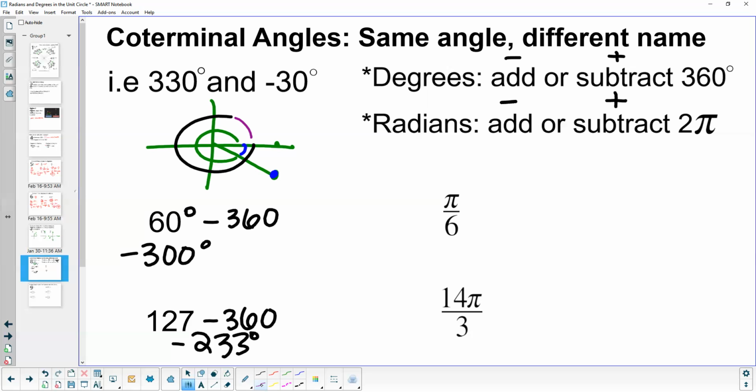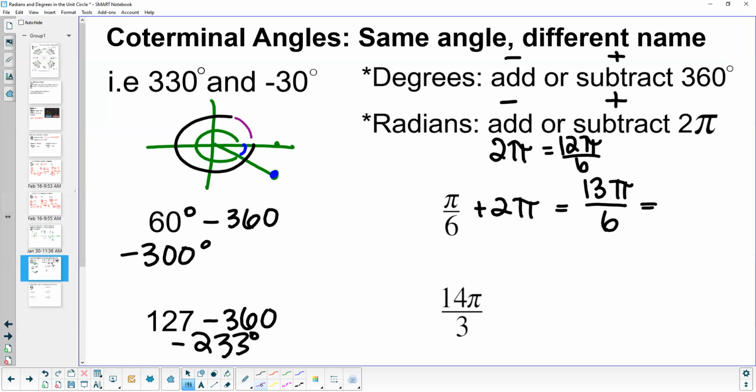figure out how many times that goes around 2 pi, and find other coterminal angles there. So this pi over 6, I can add 2 pi to it, and pi over 6 plus 2 pi will end up being 13 pi over 6. Or we can subtract 2 pi from it. As you're trying to figure out how I'm getting these numbers in my head, 2 pi is the same as 12 pi over 6. So we can subtract it, and that's the same as negative 11 pi over 6. Got it?